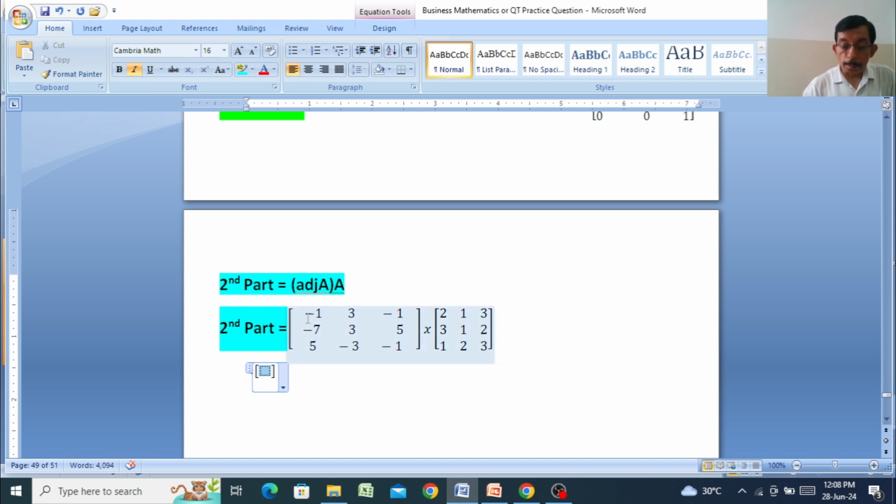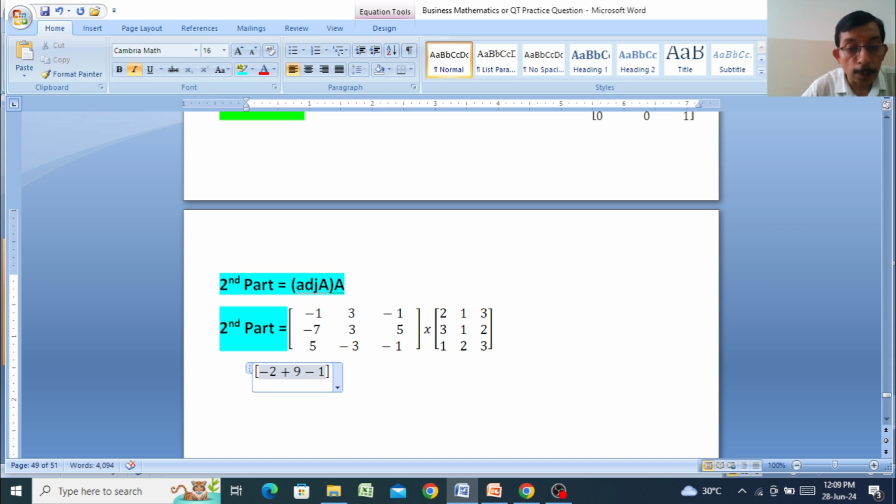First row element is -1. -1 multiplied by the first column element 2, then the value is -2. Note down -2. Second element is 3 and the corresponding element is 3. 3 multiplied by 3, the value is 9. And the last value of the first row is -1. Corresponding value is 1. -1 multiplied by 1, then the value is -1. Note down -1. The first row, first column multiplication is complete.